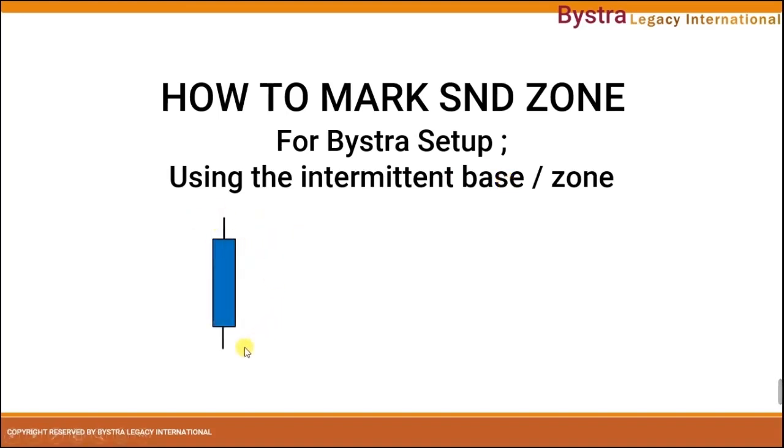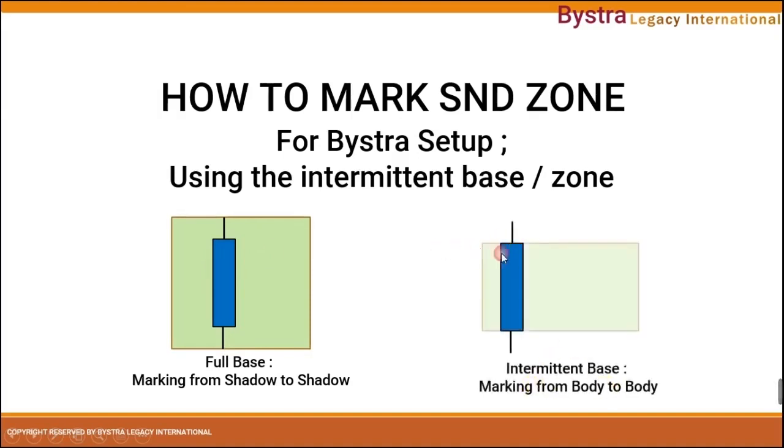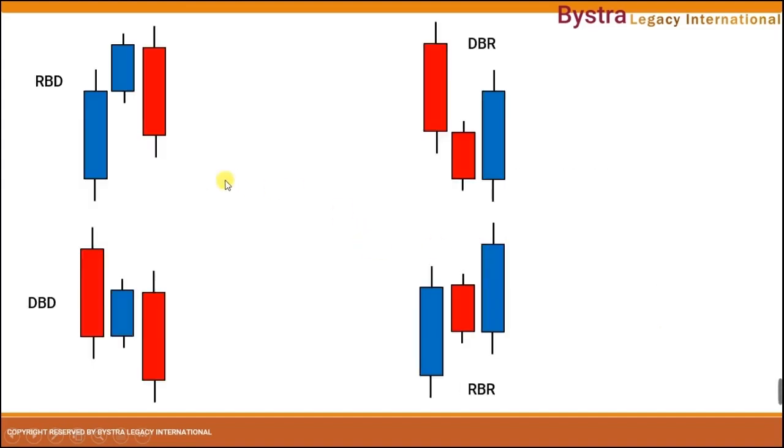First, this is a candlestick chart. For example, this is the base. Okay, guys, for a full base, we normally mark from the shadow to the shadow. So this counts as a full base. For an intermittent base, we only mark from the body to the body like this. So remember, guys, all of our Bystra setups and all of our entry points will only use the intermittent base as our entry point of supply and demand. Now let's look at this one. Here there are 4 types of our supply and demand.